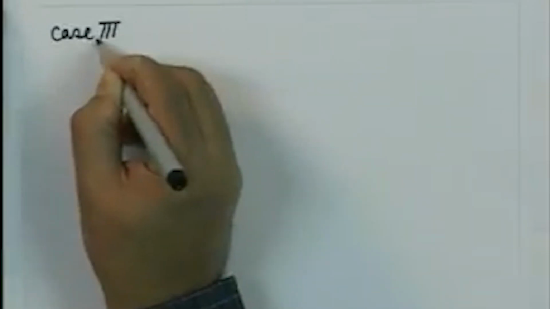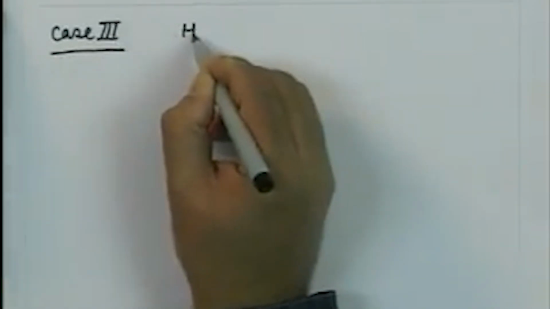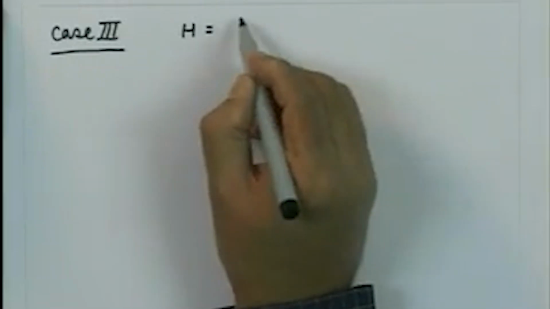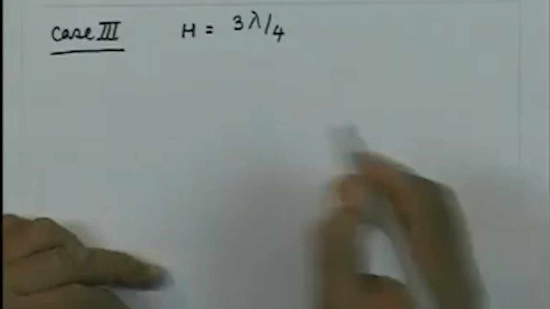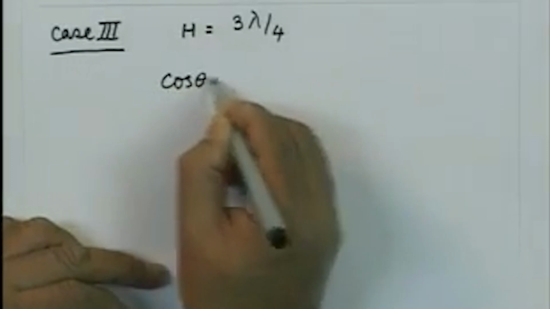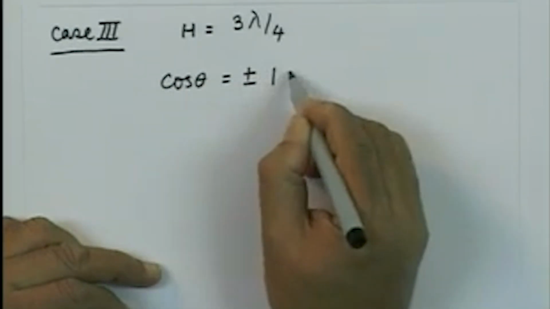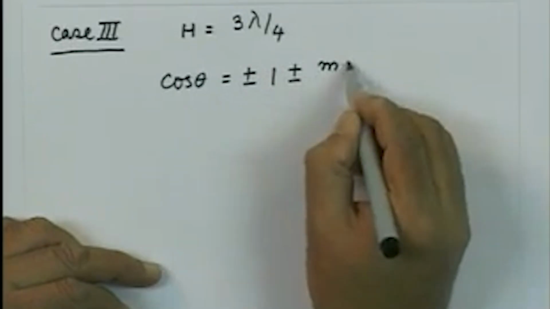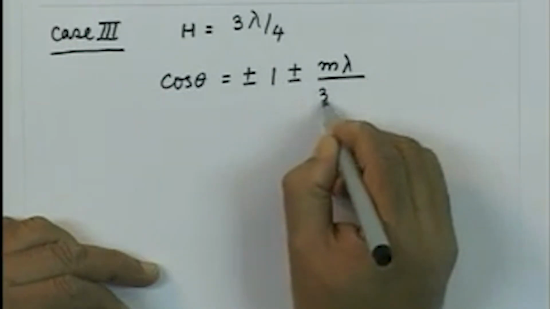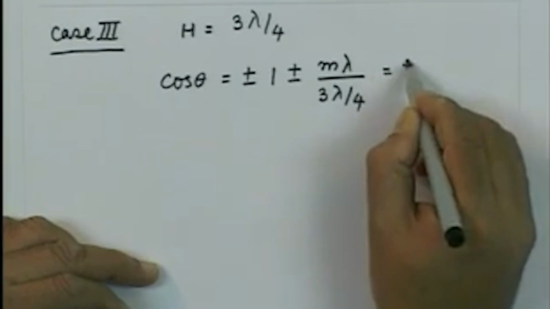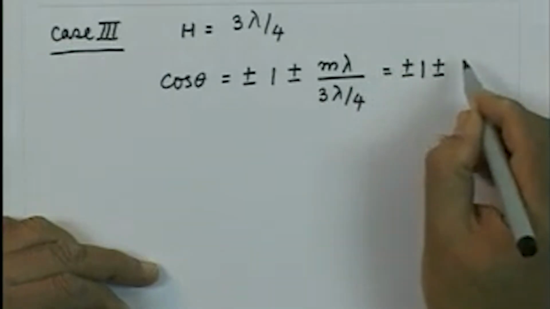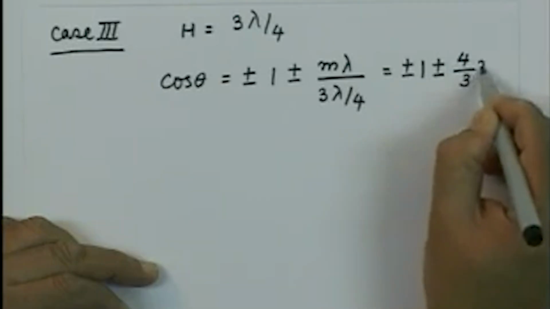However, once I go beyond this, take one more lambda by 2. So, if I take now case 3 where the h is equal to 3 lambda by 4, and in this case we will get cos of theta equal to plus minus 1 plus minus m lambda divided by 3 lambda by 4, that is equal to plus minus 1 plus minus 4 upon 3 into m.